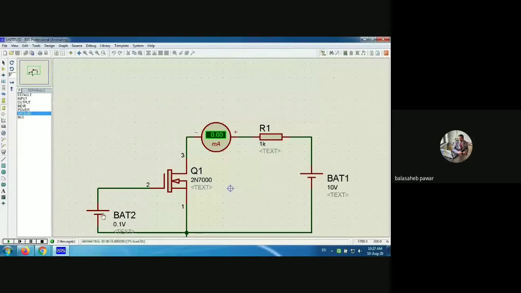See, I applied almost 0 volt at the gate terminal with respect to the source of this transistor. That means VGS equals 0, that is the input voltage, which is acting as a controlling voltage. Whatever current this current meter is showing is nothing but ID, the drain current, because it is connected in series with the drain and the positive terminal of this DC source. Am I right? And this DC source is at non-zero potential. This is at 10 volts.